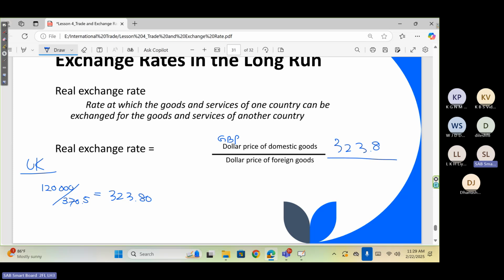323.8. You have to pay 323.8 GBP. But when it is purchased in the UK, that will be how much? 212. Is the law of one price there or not? No. Right? The real exchange rate is what?